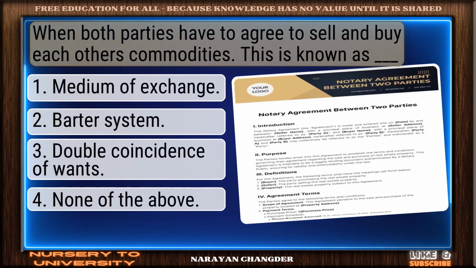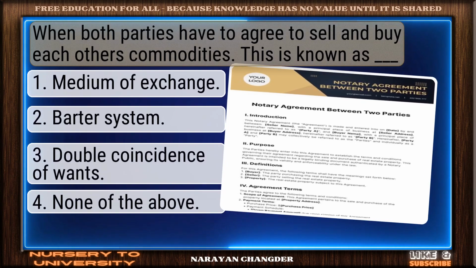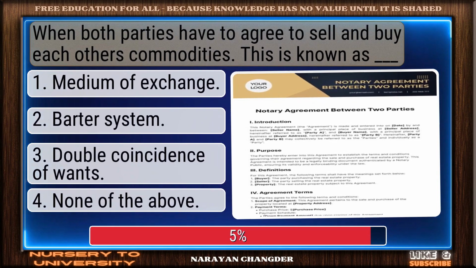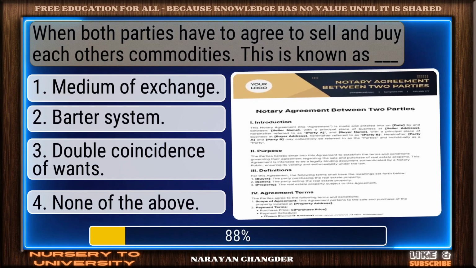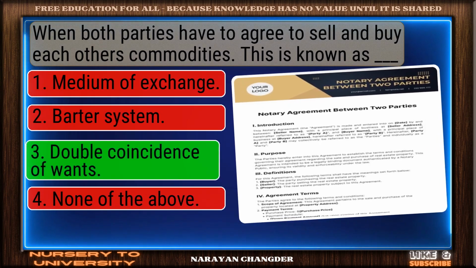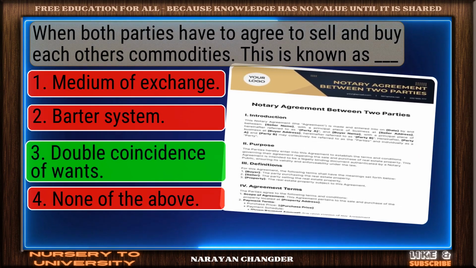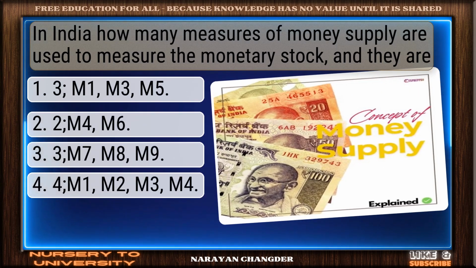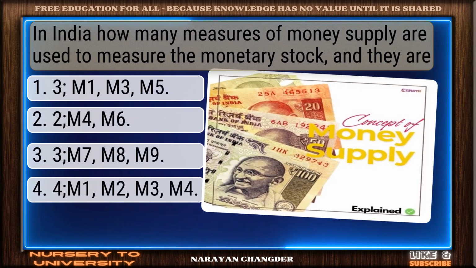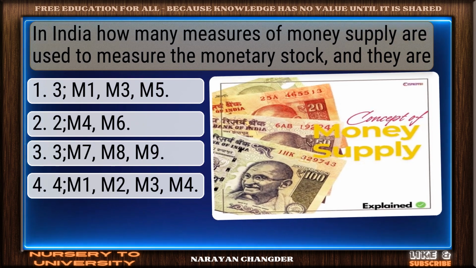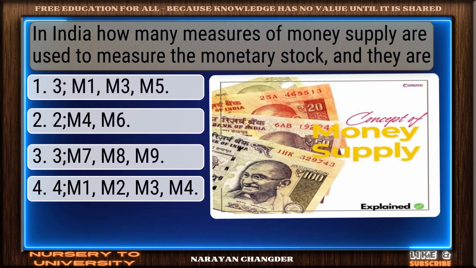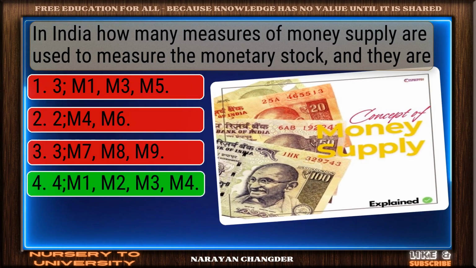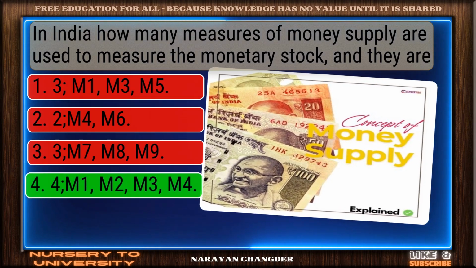When both parties have to agree to sell and buy each other's commodities, this is known as dash. Smart move. Double coincidence of wants is accurate answer. In India, how many measures of money supply are used to measure the monetary stock? And they are. Perfect. M1, M2, M3, M4 is the one.